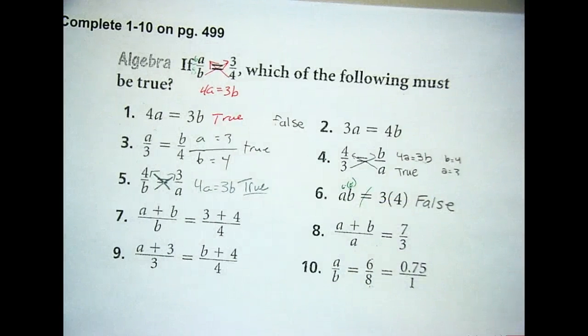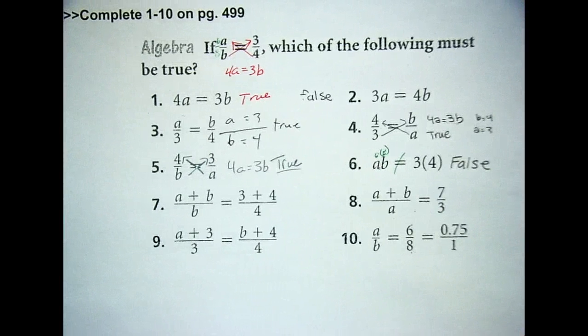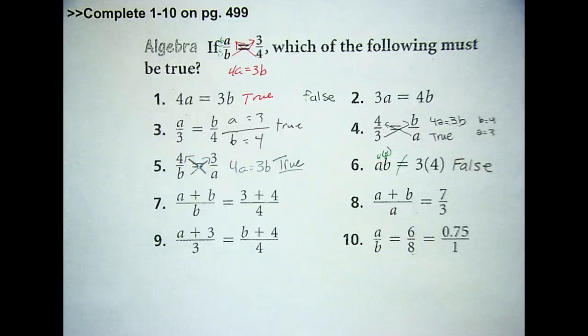All right, number 7. Who has 7? All right, give it a go. We start getting really fun with these ones. What do you guys think? Try cross multiply. What does that give you? If you cross multiply it, then it's 4 times A plus B, and then B times 3 plus 4. I'm so confused. Try it.